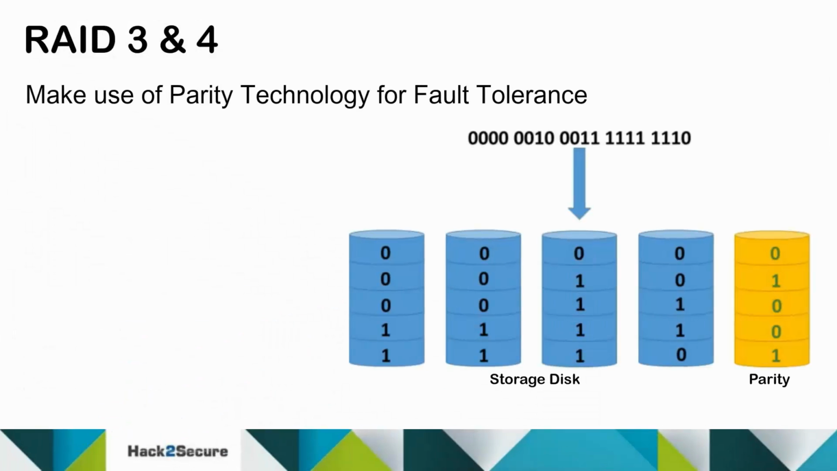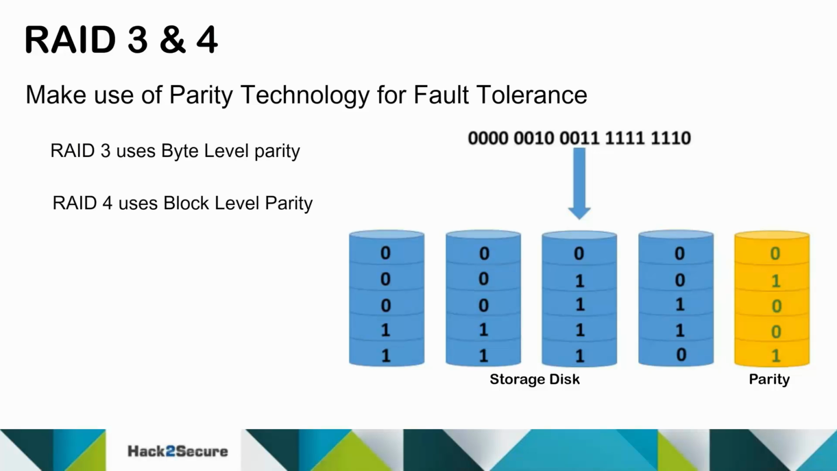RAID 3 and RAID 4 are another in-queue for RAID implementation. Both RAID types make use of a dedicated parity disk to provide fault tolerance. As discussed earlier in the parity technique, parity information is stored on a dedicated drive, so data can be recovered if a drive fails in a RAID set. We need a minimum of 3 drives or disks to implement RAID 3 and 4 level.